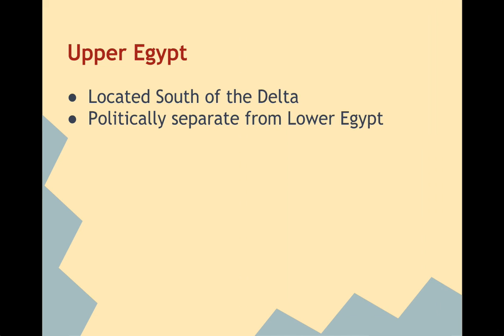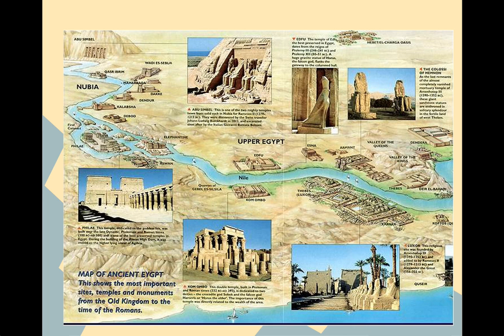Upper Egypt is located south of the Delta, okay? And during ancient times, for a very extended period of time, Upper Egypt is politically separated from Lower Egypt. So Egypt is the same area, but it's divided into two, and they do not associate with each other politically.